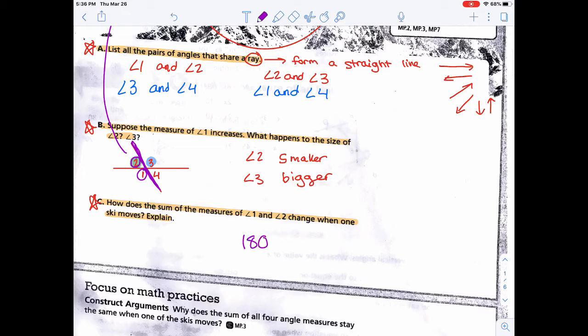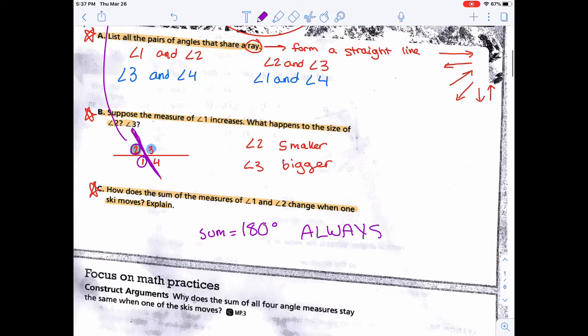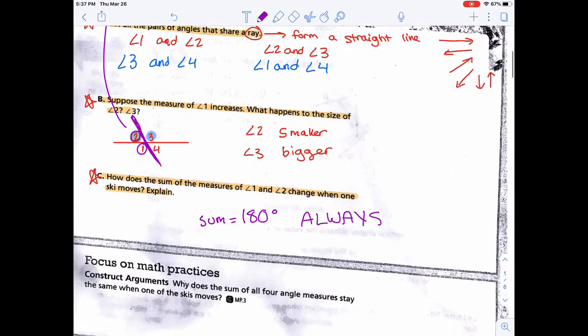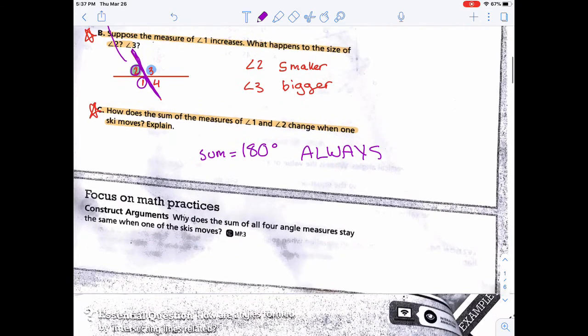So we know that the sum is always going to equal 180 degrees, because no matter what, even if we're making angle 1 way bigger, we're equally making angle 2 way smaller. So it's a constant shift and change, but they're equal on both ends, okay? Hopefully that makes a little bit more sense. And that's also in more detail on your key that I will have posted.